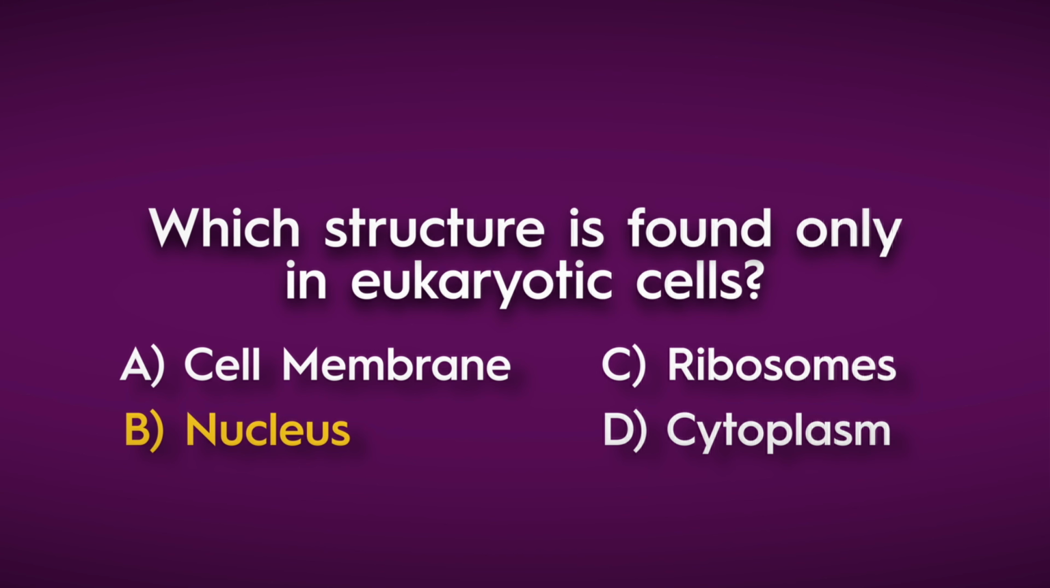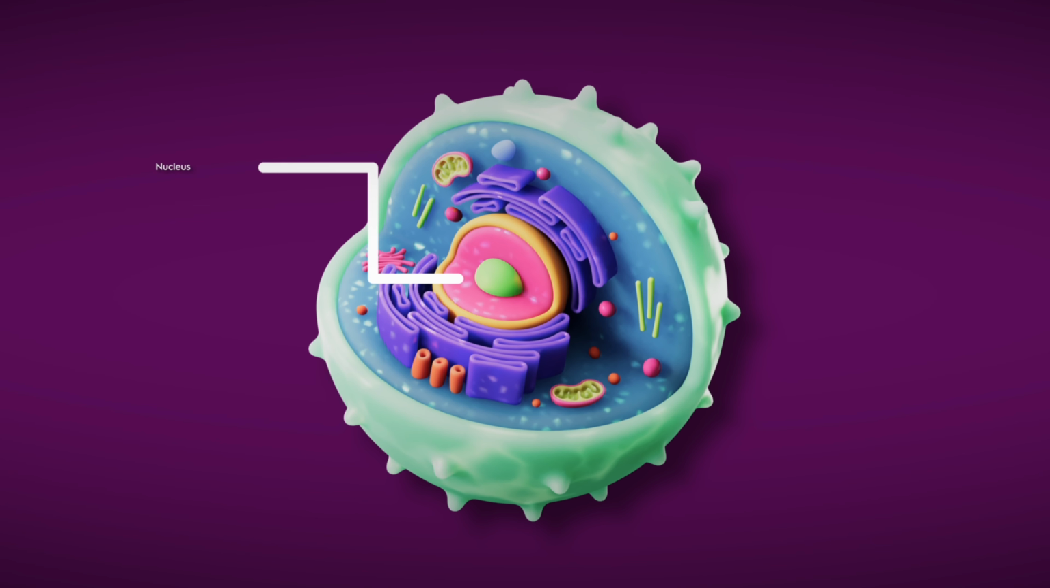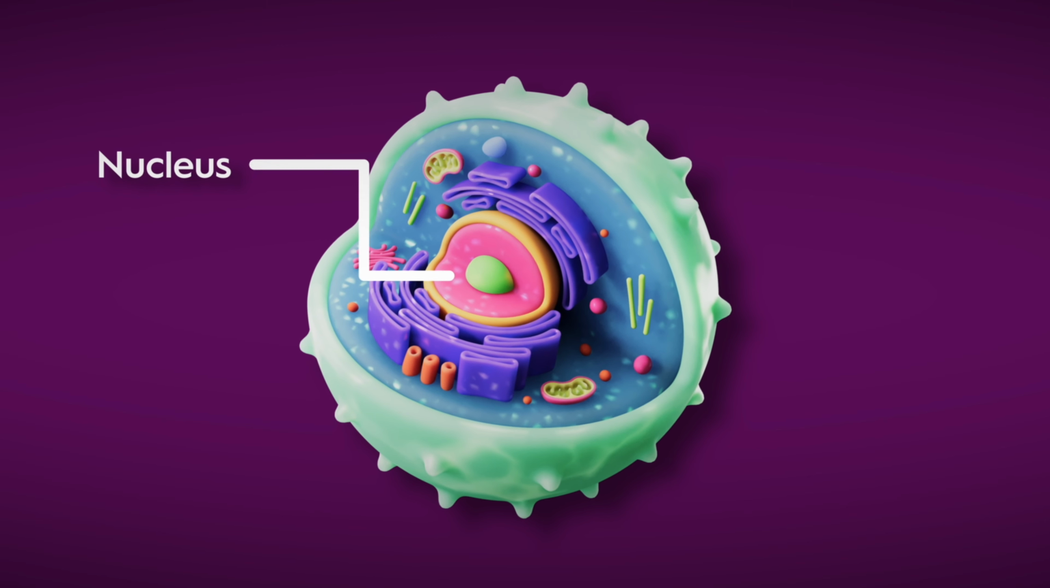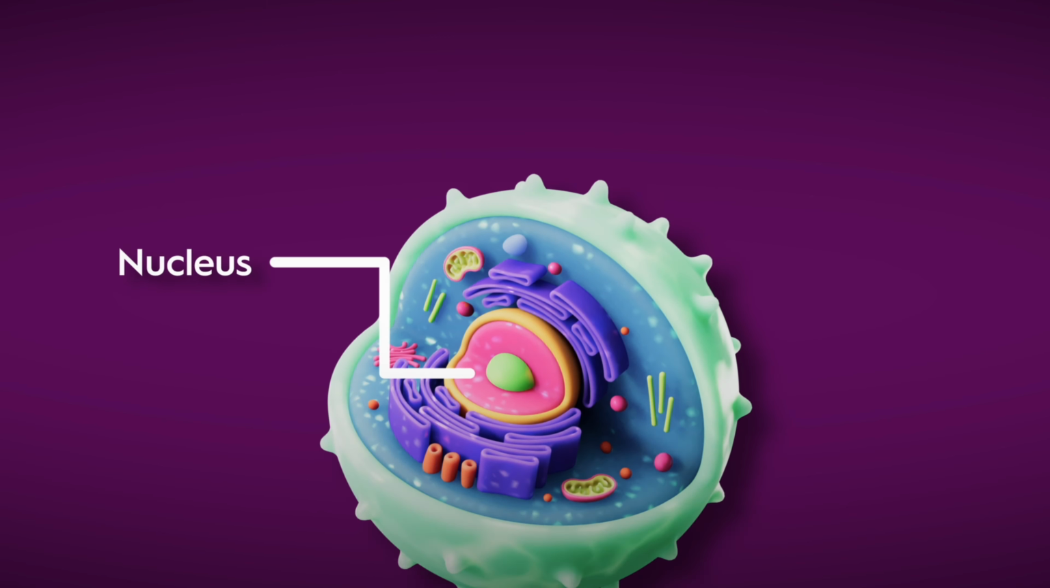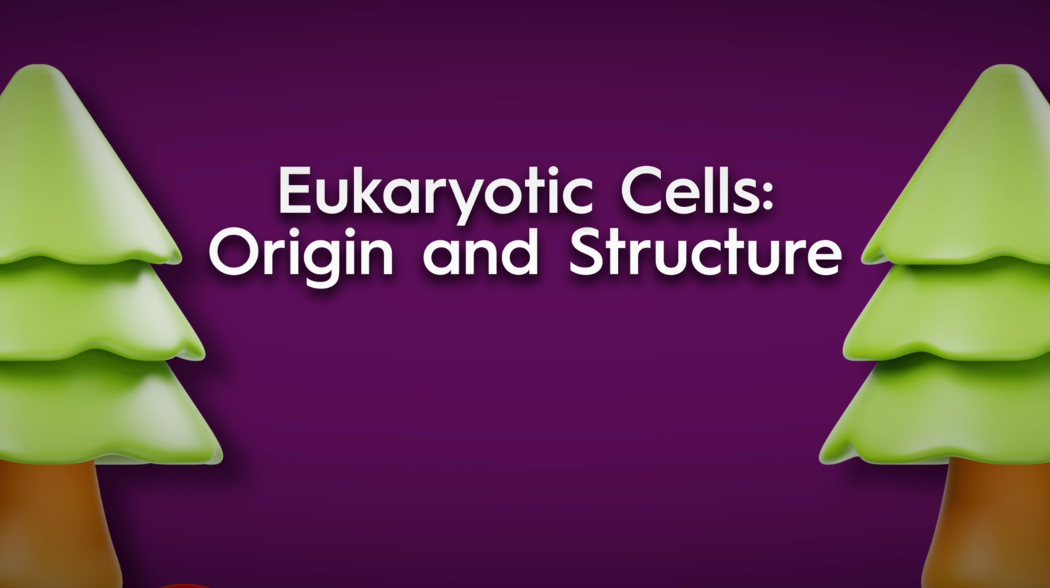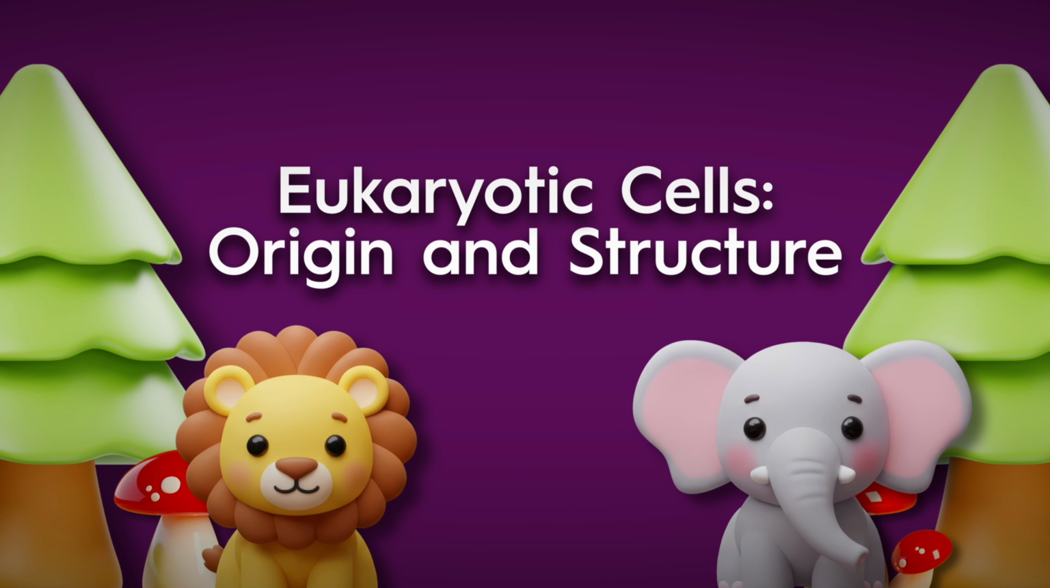If you picked B, that's correct. The nucleus is a defining feature of eukaryotic cells, and understanding how it appeared helps explain how complex life evolved. In this video, you'll learn the origin of eukaryotic cells, the structures that make them unique, and the evidence scientists use to trace their evolution.